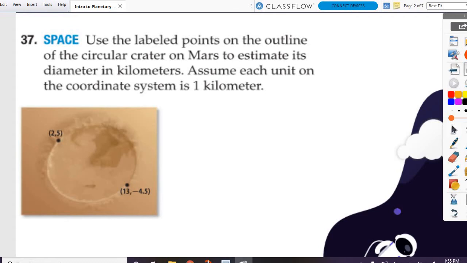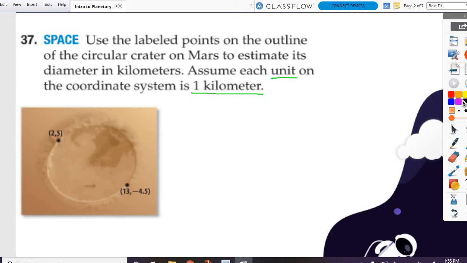So this one says, use the labeled points on the outline of the circular crater on Mars to estimate its diameter in kilometers. Assume each unit on the coordinate system is 1 kilometer. So there's a couple of important things from this problem that we can look at. First, notice that each unit they define to be 1 kilometer.